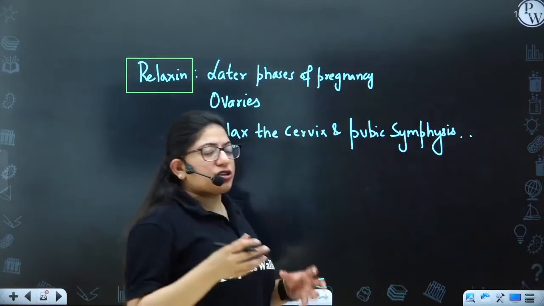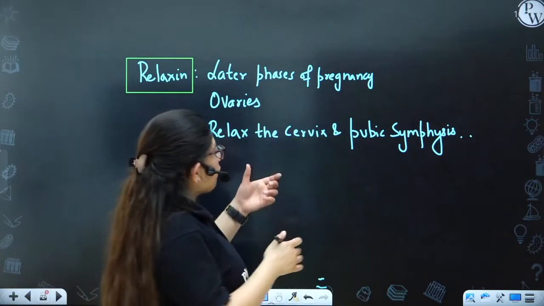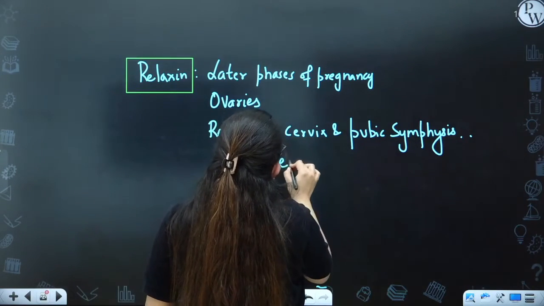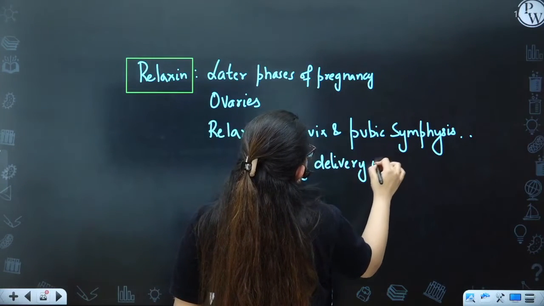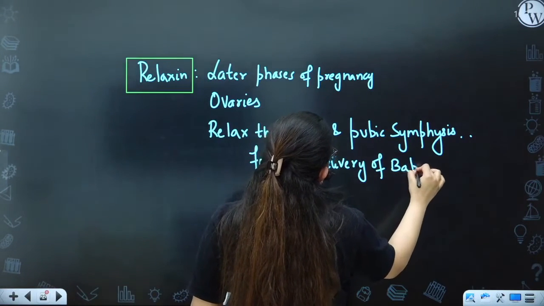It's a part where two hip bones join, right? For easy delivery of baby. For easy delivery of baby, right?